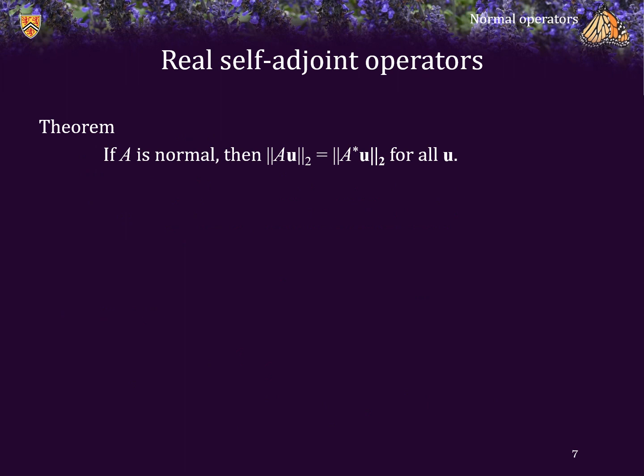Theorem: if A is a normal linear operator, then the 2 norm of A times U is equal to the 2 norm of the adjoint of A times U for all vectors U in the given vector space. Proof: the 2 norm squared is just the inner product of A times U and A times U. However, I can bring the one linear operator over to the other side by taking its adjoint. So this is equal to this expression here. But we assumed that A is normal.